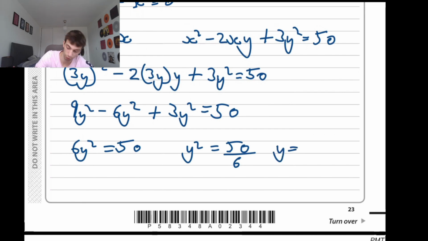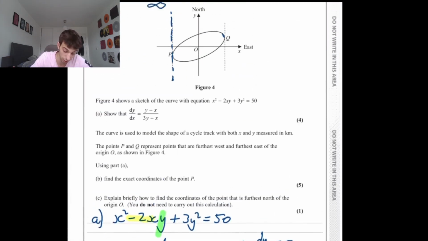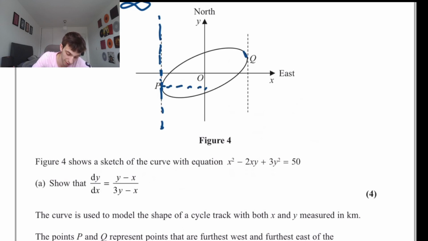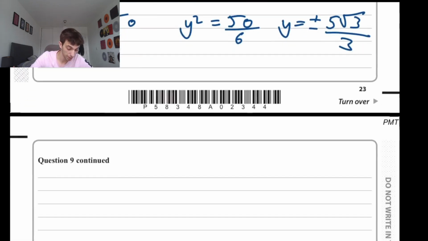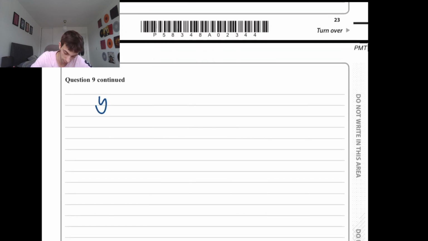Therefore, y will be equal to, put it in your calculator, find 50 over 6, take the square root. This gets you 5 root 3 over 3. So it's going to be plus or minus 5 root 3 over 3. Now here's a question. Do we care about the positive or the negative y coordinate? Let's just look where P is. We can see that we have a negative y value at P and we also have a negative x value. So we care about negative y's and negative x's. So we have that y equals minus 5 root 3 over 3.